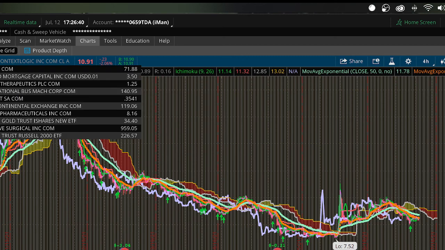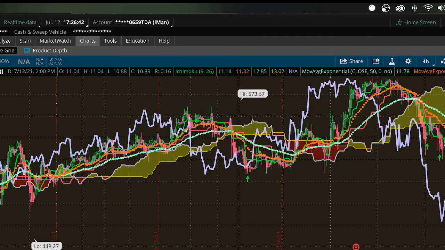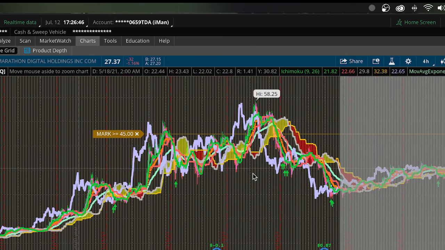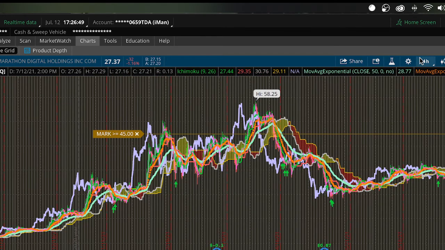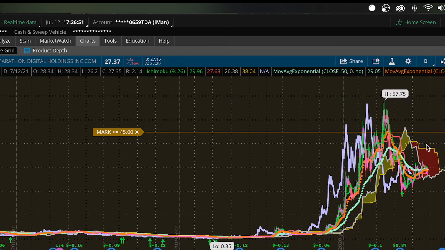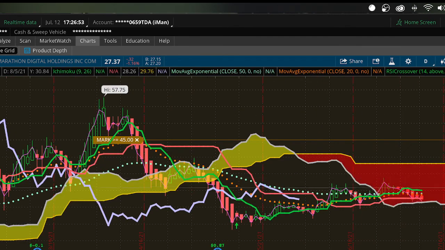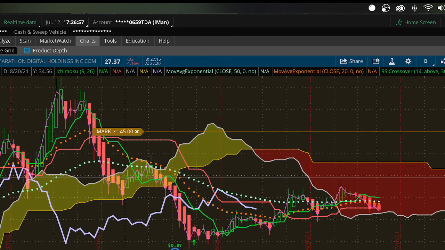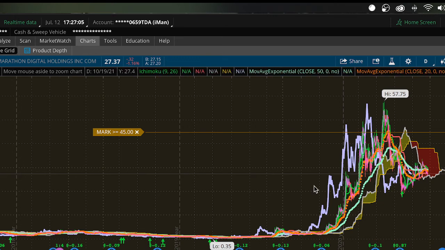After Wish, let's look at Mara. All right, so Riot and Mara today, I know we had Riot calls coming in. I think you said Mara as well, if I'm correct. So we're still within the cloud, which means some consolidation should be occurring. We don't want to see this break underneath the 26 range. If so, it does look like it'll have further downside.